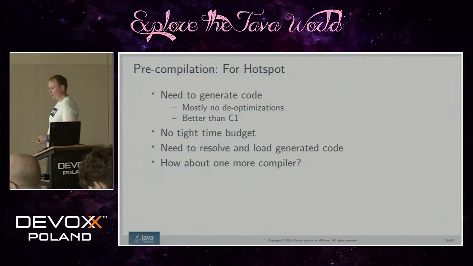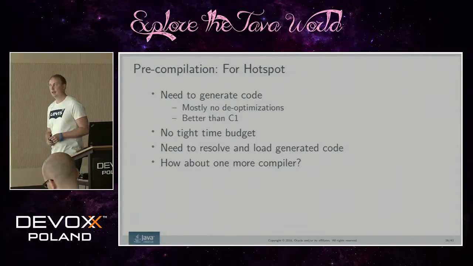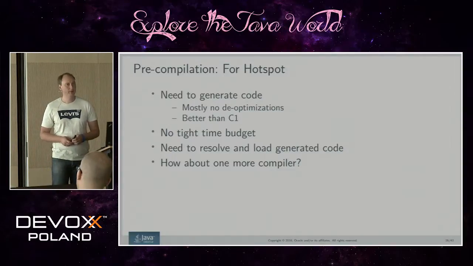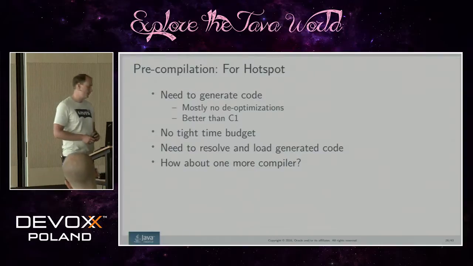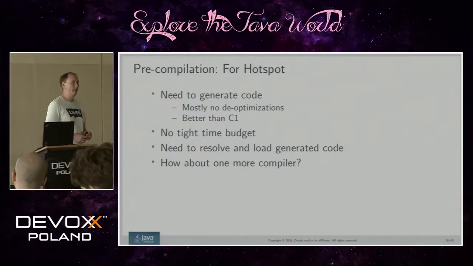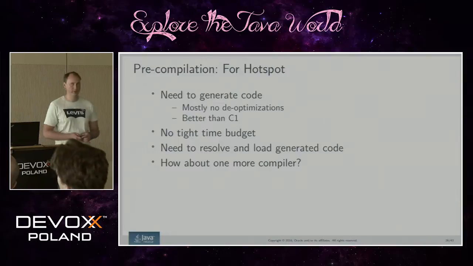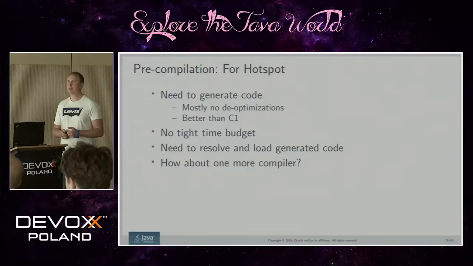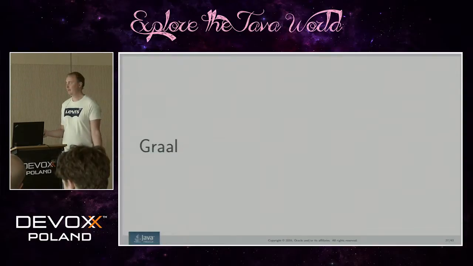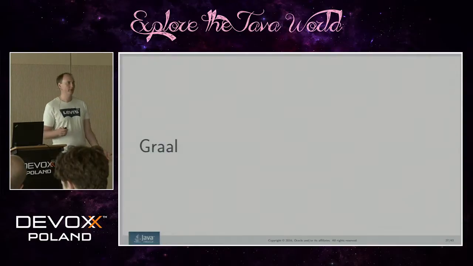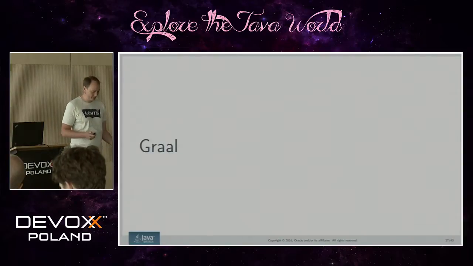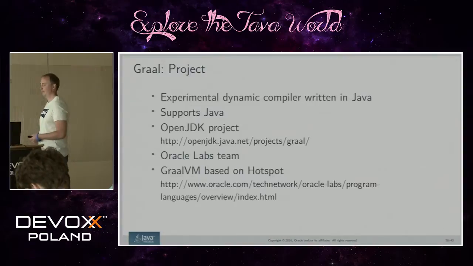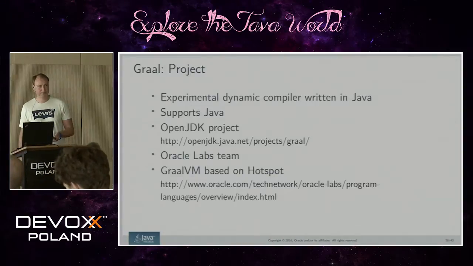Unfortunately, using the C1 and C2 compilers to get precompiled code is not that easy. And it still gives, in the general case, code that suffers from the optimizations. So the idea was to use another compiler. This is a compiler written in Java, and it already exists. It's called Graal. It's a research project of Oracle Labs.